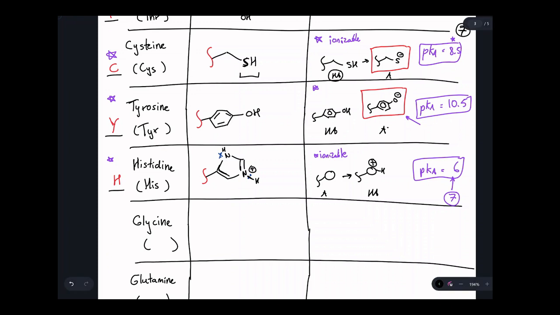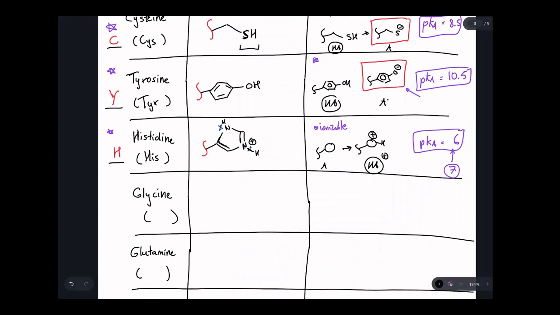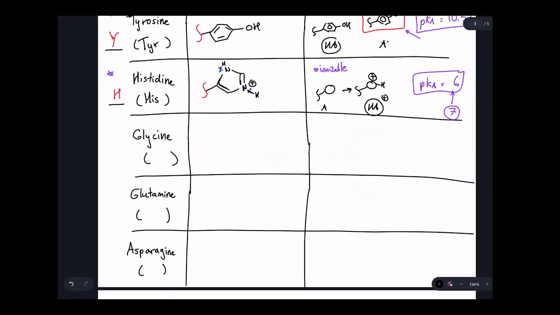So keep in mind here that while in these forms HA was neutral and didn't have a charge, histidine is actually positive when it's in its HA form. So keep in mind that difference. Having those things memorized will save you a lot of trouble in this topic. Okay, we're almost done here.